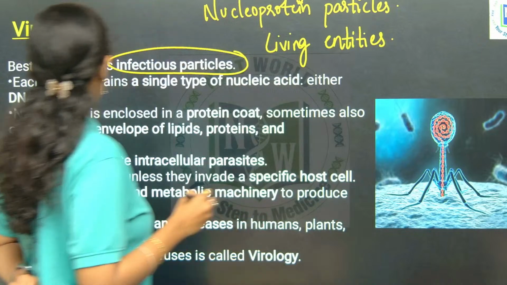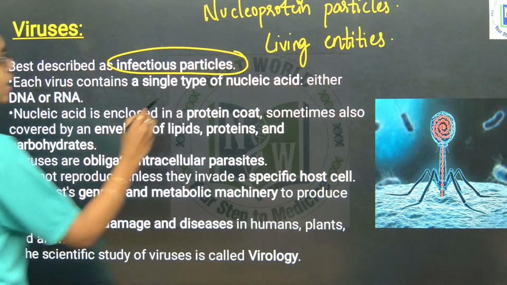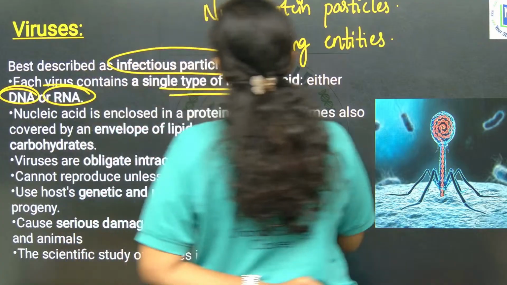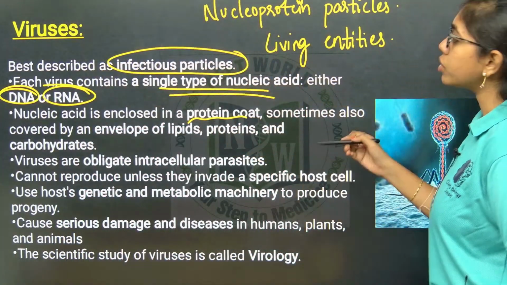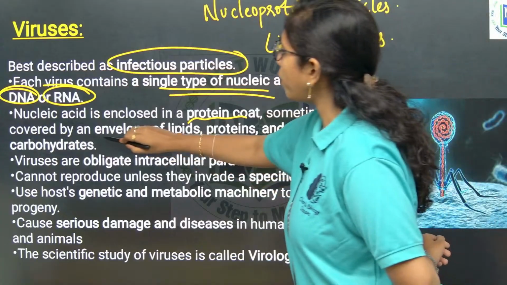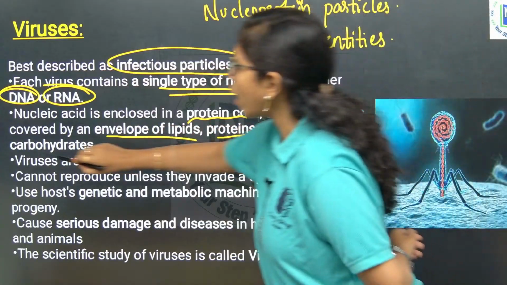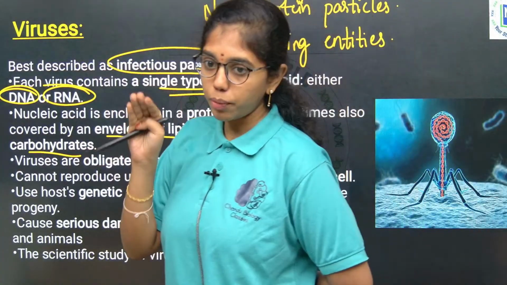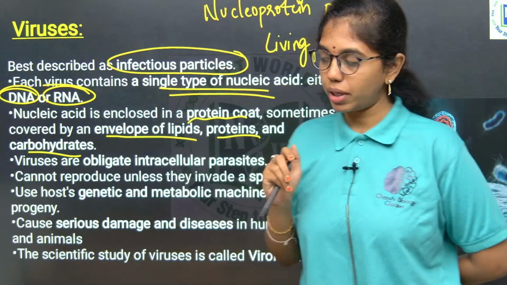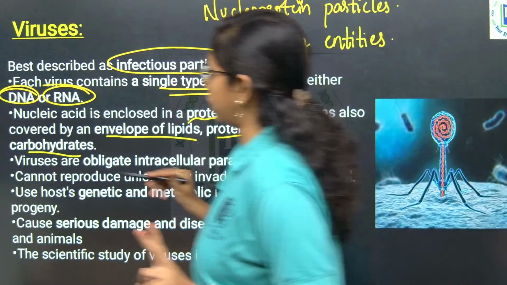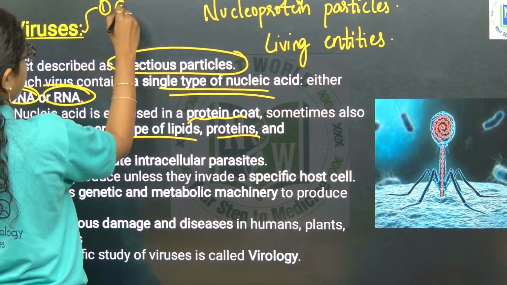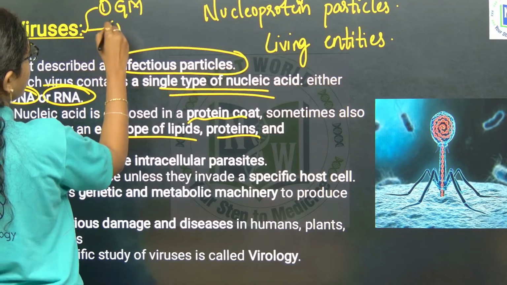Fine. Next, each virus will contain a single type of nucleic acid; it can be either DNA or RNA. The nucleic acid is enclosed in a protein coat. Sometimes this is also covered by what? An envelope of lipids or proteins or carbohydrates. So, usually a virus will have two components, ma. One is the outer protein coat, inside which you will have genetic material. These are the two components of viruses. What are they? First is genetic material and the second will be the protein coat.